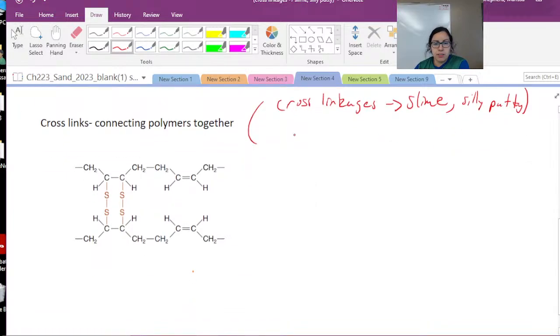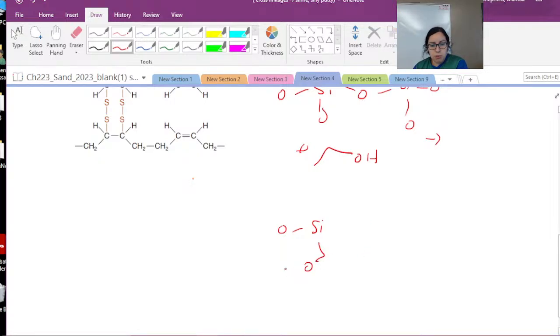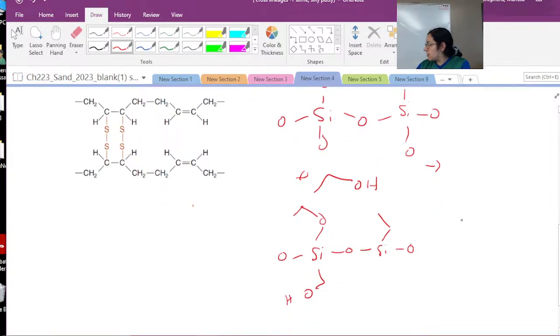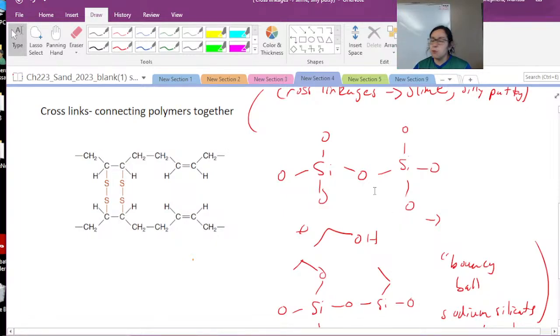I'll give another example. This is a demo that I do with people. If you take sodium silicate, which is basically this thing, and then you add ethanol to it, it does a similar sort of cross-linkage reaction where it starts replacing some of these oxygens with alcohol groups hanging off of it. And they're still linked. So that's one example of a cross-linkage. This is how I make a bouncy ball, with sodium silicate and ethanol. All those cross-linkages give it a different property and make it almost like a polymer, but it's not a true polymerization reaction.